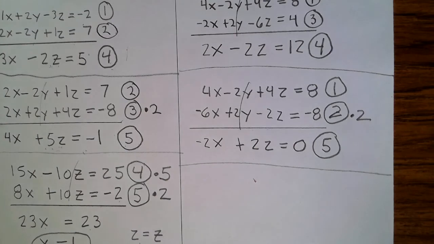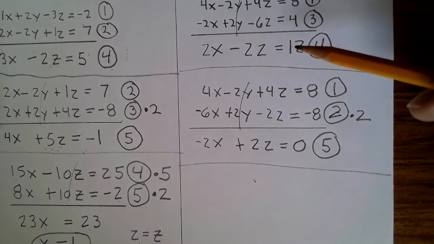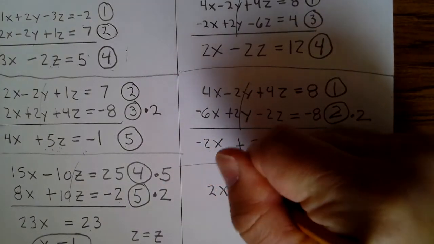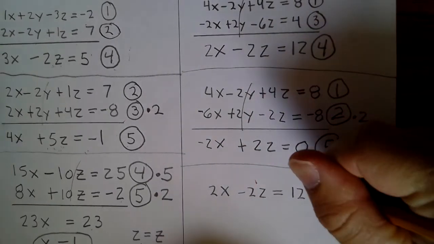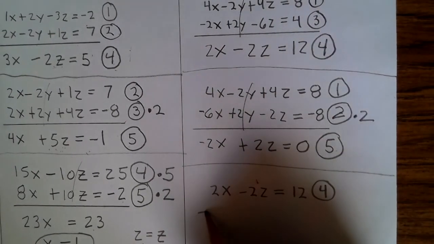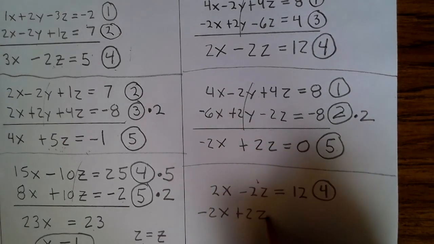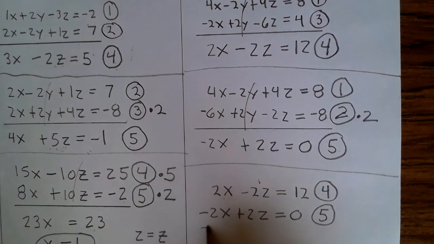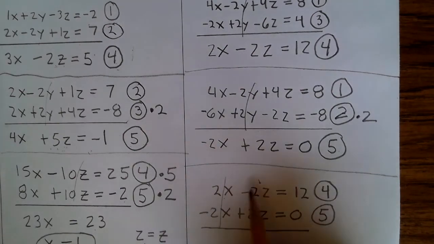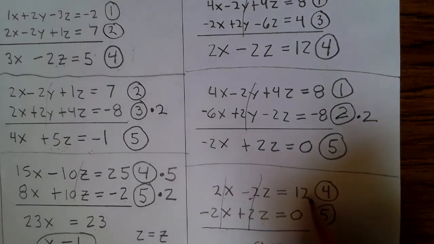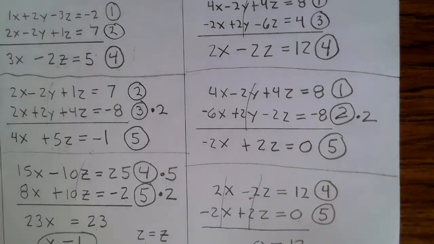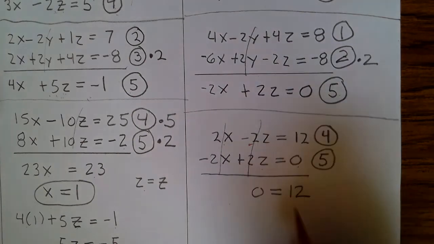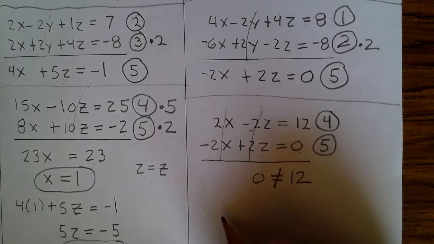Okay. Now we need to look at eliminating a variable in 4 and 5. So let's look at equation 4. It's 2x minus 2z equals 12. That's equation 4. And equation 5 is negative 2x plus 2z equals 0. Well, if you look, the x's and the z's will cancel. So 0 equals 12. Whenever the variables are eliminated and you're left with a statement, if it's true, it's infinite solutions. If it's false, like in this case, 0 will never equal 12. It's no solution.